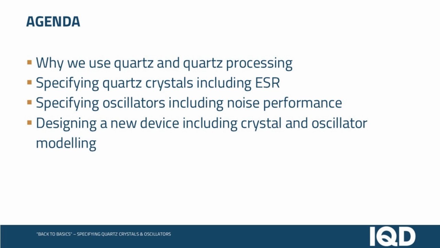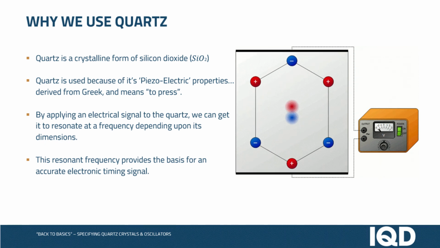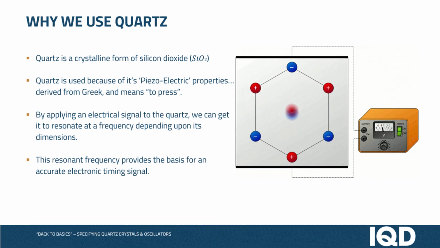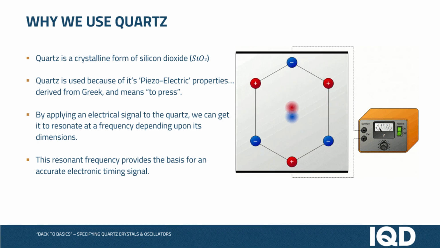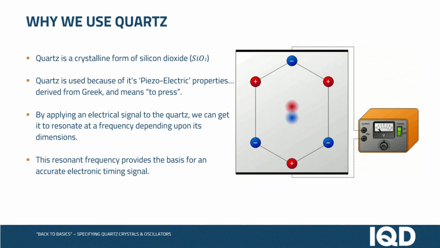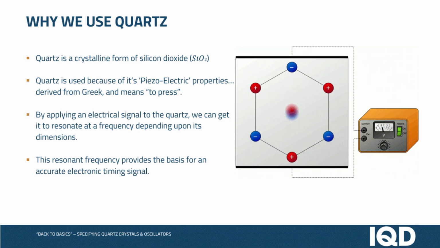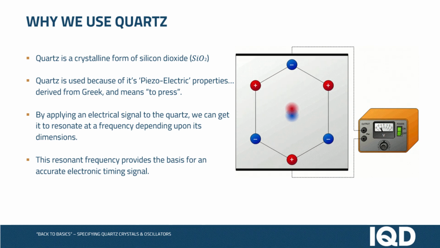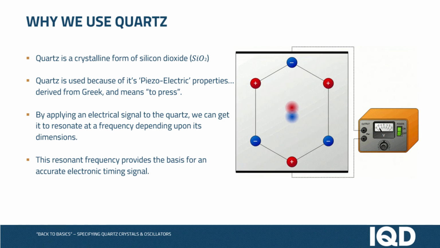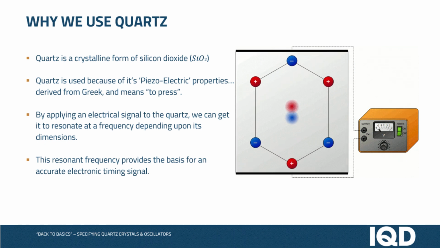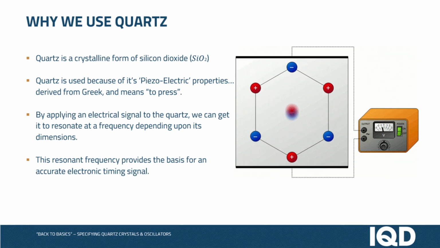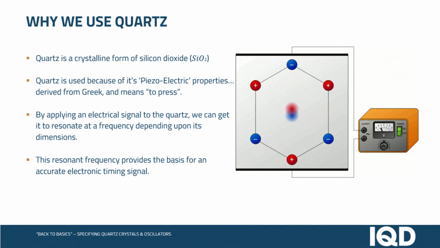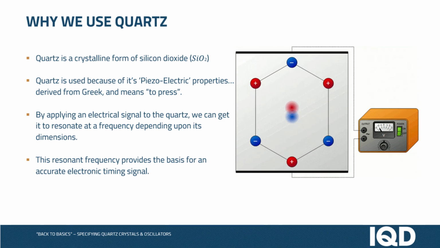So first of all, why do we use Quartz? Well, Quartz is a crystalline form of silicon dioxide, sometimes known as silica, rather like sand on the beach. And Quartz is used because of its piezo-electric properties. This is derived from the Greek word and means to press. By applying an electrical signal to the quartz, we can get it to resonate at a frequency depending on its dimensions. This resonant frequency provides the basis for an accurate electronic timing signal.